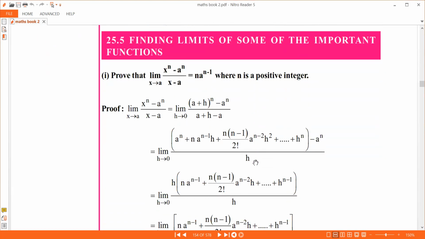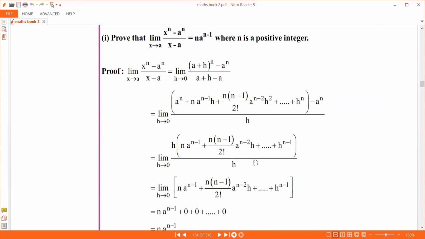Yeah, this is the important formula. Prove that the limit as x tends to a of (x^n minus a^n) divided by (x minus a) is n times a^(n minus 1). This formula you have to know and remember. Very, very important formula. The derivation is given, but don't worry much about it. They are done using the binomial theorem. That is the binomial theorem way of solving the problem.